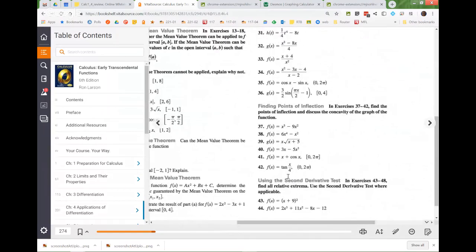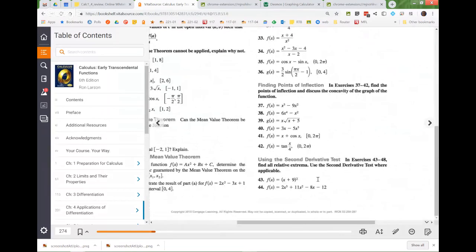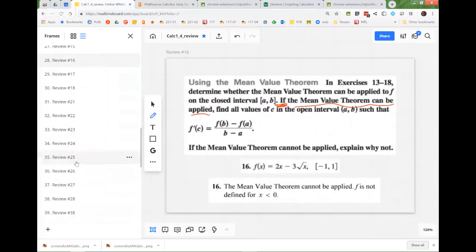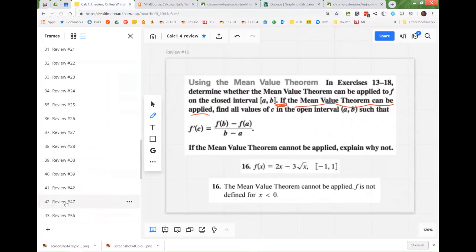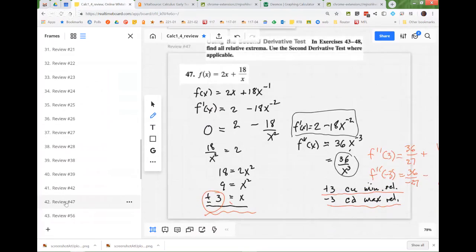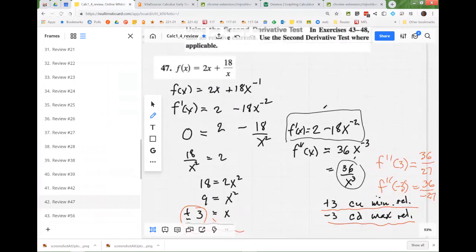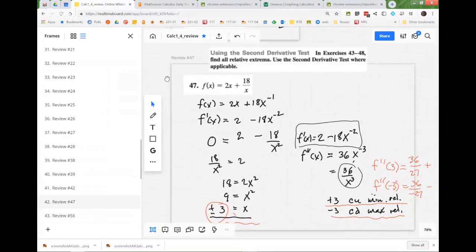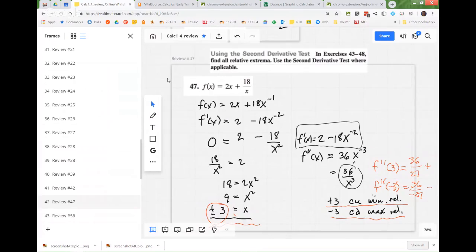There we go, 43 to 48. Find all relative extrema. Okay, that looks like the section you're talking about. So let's take a look at number 47. 47 is one of those. Find all relative extrema. Use the second derivative where applicable.